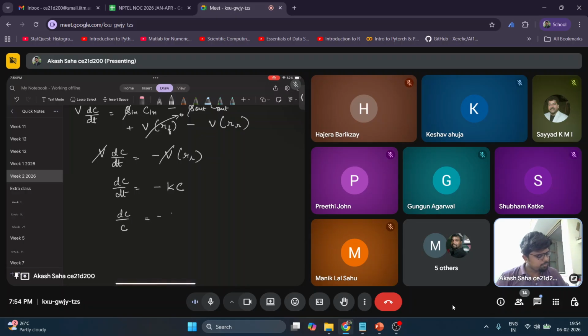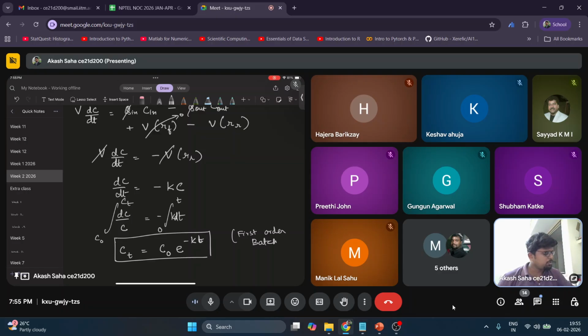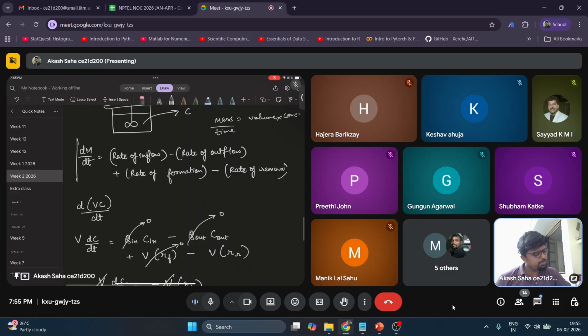Now we just have to solve it mathematically. So dC by C is equal to minus k dt. We will integrate both sides, C from C naught to Ct, and the time from 0 to t. Once we do the integration, we will get Ct is equal to C naught e to the power minus kt. The mathematics I am not going into because it is well known. So this is the basic equation of a first order reaction in batch mode. This same equation will be used for everything, and based on this equation only we will develop further.